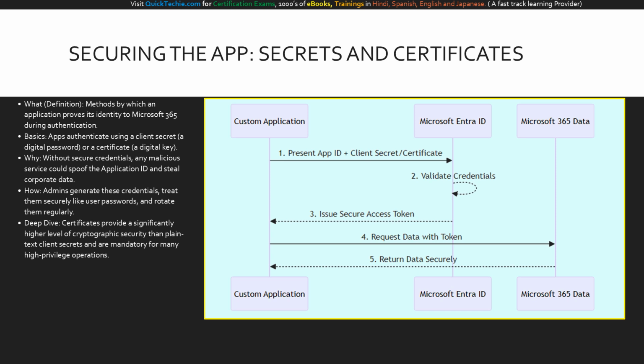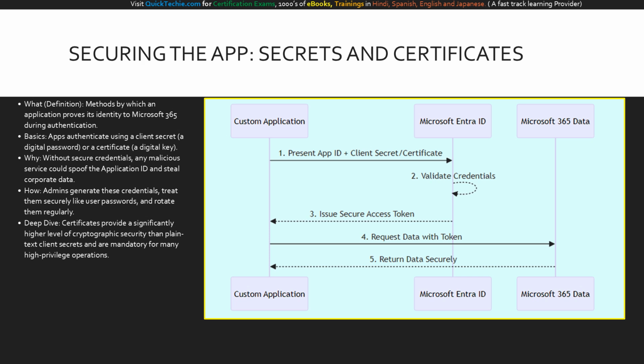Why is this critical? Because if an application ID were public and lacked a secret, any attacker could spoof the app and hijack data. As administrators, you are responsible for generating these credentials, storing them securely in a vault, and changing them regularly to reduce the risk of misuse. Moving to production, always prefer certificates over secrets, as they provide a much higher level of cryptographic security and cannot be easily leaked. Let's trace the secure communication flow using this sequence diagram.